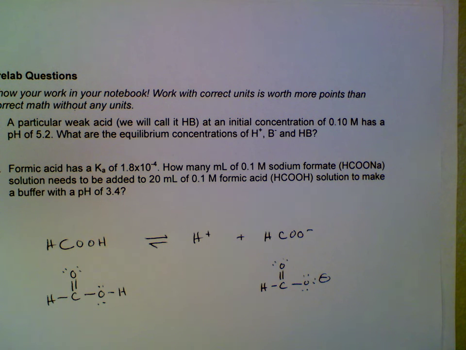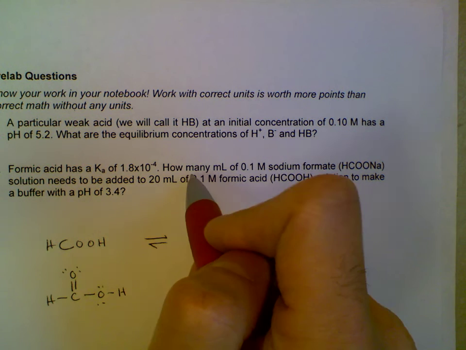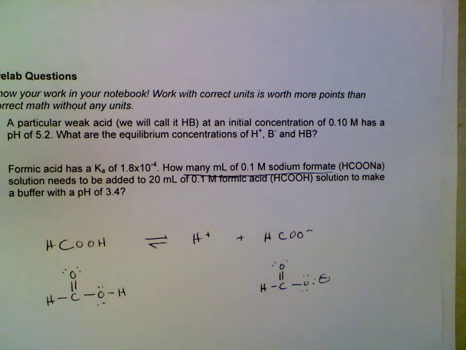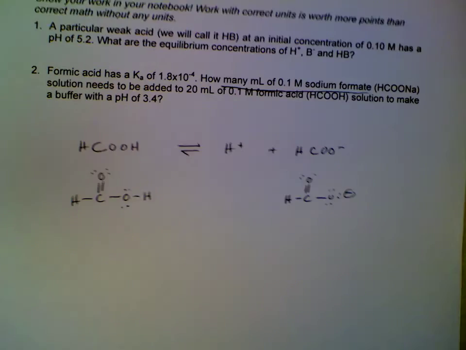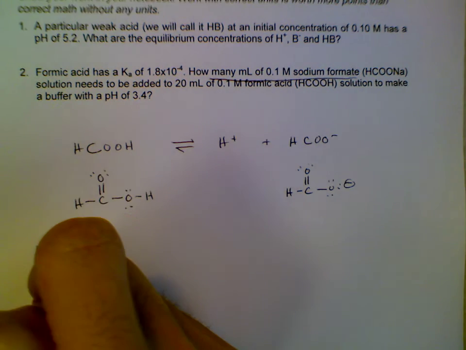In this case, we are going to make a buffer. We're told that formic acid has a Ka that they give us, and they want to know how many milliliters of sodium formate, which is the base in this case, needs to be added to 20 milliliters of 0.1 molar formic acid in order to make a buffer with a pH of 3.4. So in order to solve that, what we're going to need to do is to use the Henderson-Hasselbalch equation.